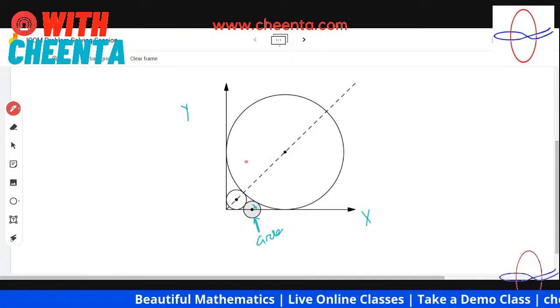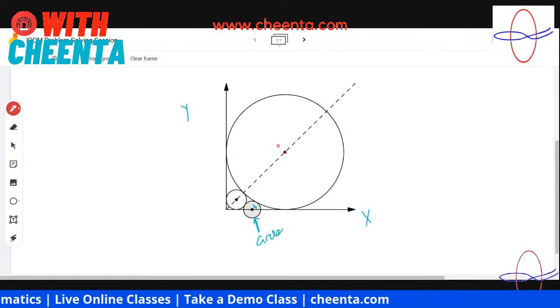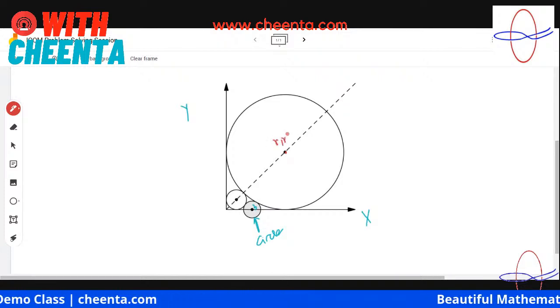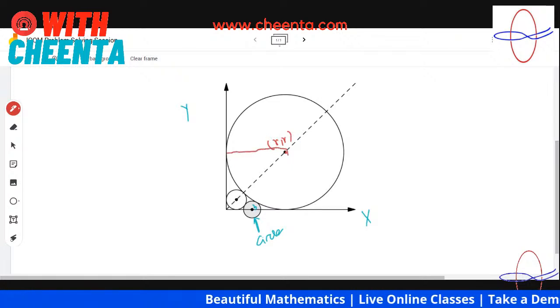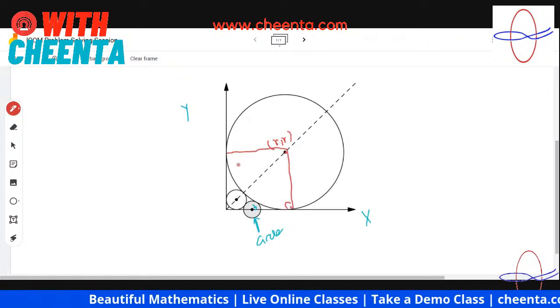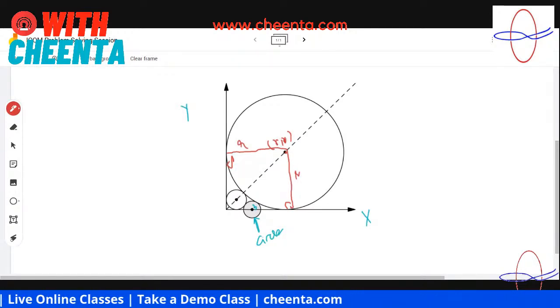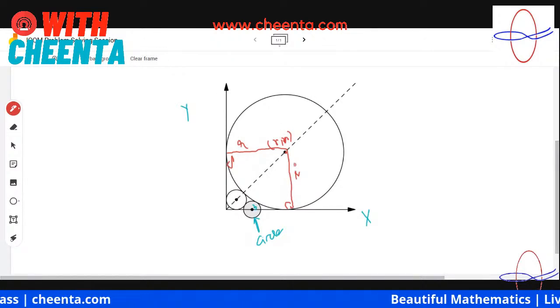Suppose the radius is r. What should be the center point of this circle? You can understand easily the center point will be (r, r), where r is the radius. Why? Because the distance to each axis is the radius r, so the center is (r, r). Therefore the center is (r, r).